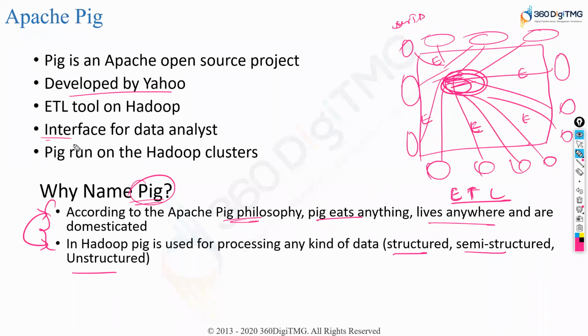And it became an interface for data analysts who wanted to manage the data, right? The ETL tool on top of Hadoop is your Apache Pig. Though Yahoo developed it, it was later given to the community. They did not own it. They gave it away to the community for further development. Right? This is about Apache Pig.